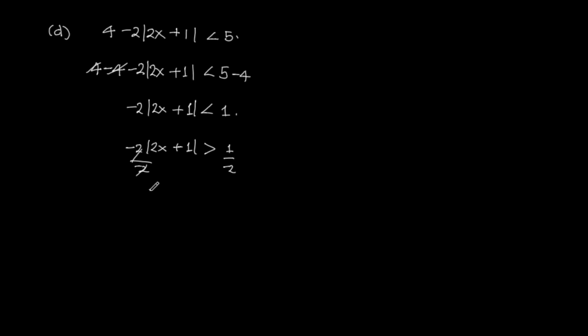So we're left with the absolute value of 2x plus 1 is greater than negative 1/2. So here we can move on and write our two simpler inequalities. The first one being 2x plus 1 is greater than negative 1/2, or 2x plus 1 is less than, and reverse the sign from negative to positive, so we have here 1/2.